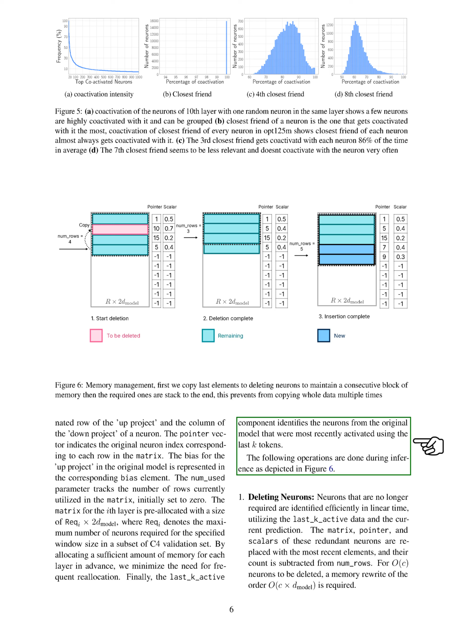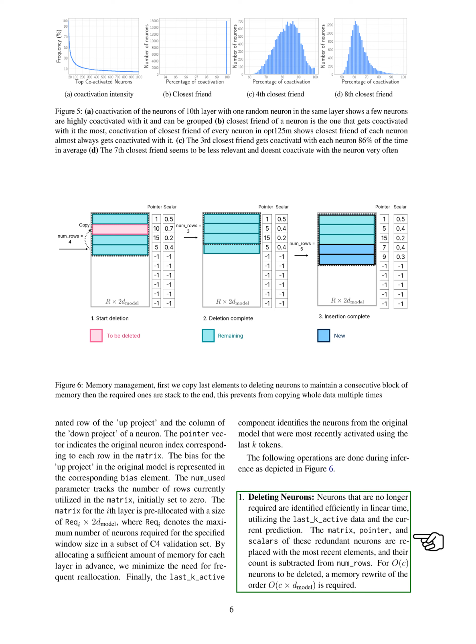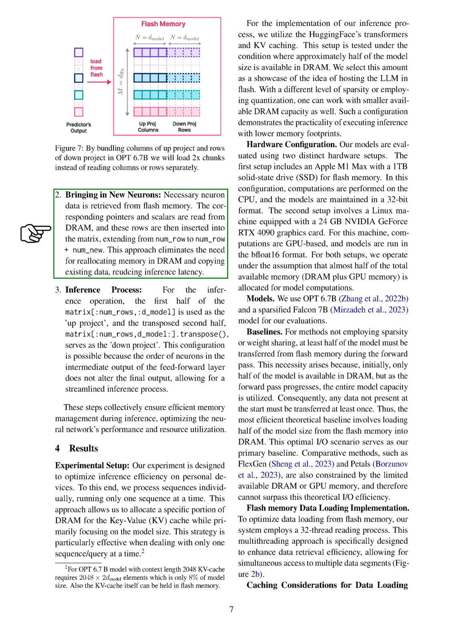The last_k_active component identifies the neurons from the original model that were most recently activated using the last k tokens. During inference, we identify and delete neurons that are no longer needed. We replace the matrix, pointer, and scalars of these redundant neurons with the most recent elements, and subtract their count from num_rows. We then retrieve necessary neuron data from flash memory. The corresponding pointers and scalars are read from DRAM, and these rows are inserted into the matrix. This eliminates the need for reallocating memory in DRAM and copying existing data, reducing inference latency.